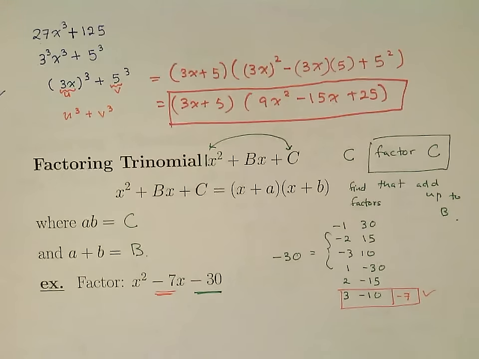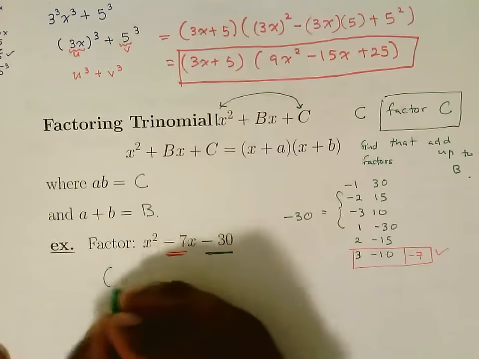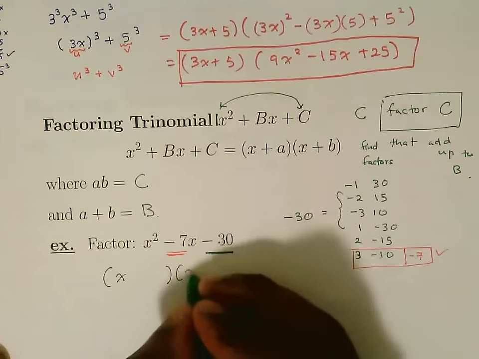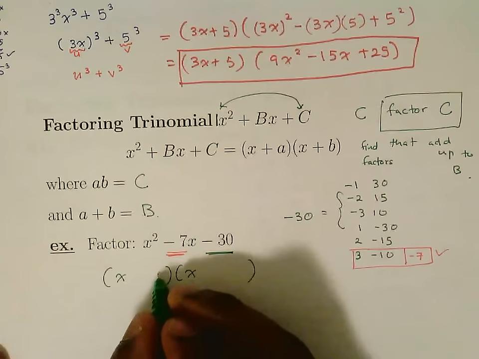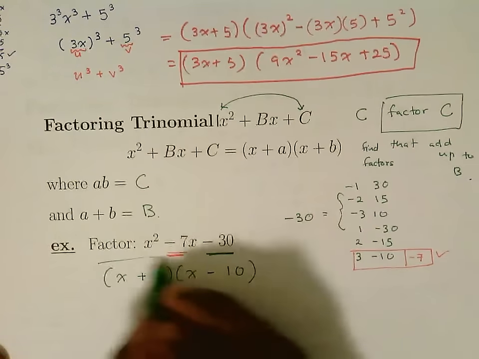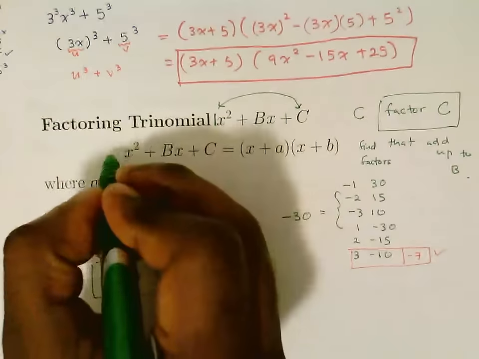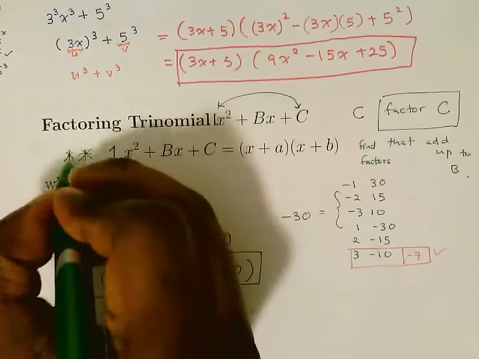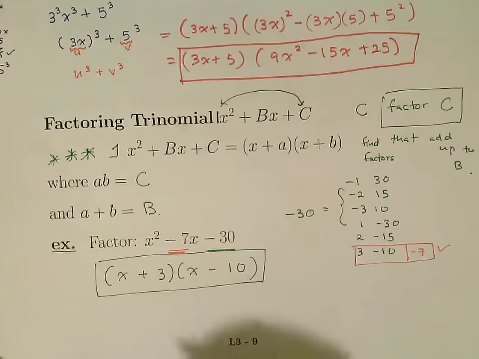And at this point you cannot do it for the previous questions, but at this point you can actually do x plus 3 and x minus 10, and that's it. So for this question, when this is 1, there is a little shortcut that you don't have to split in the middle. Okay, let's see what happens when you split in the middle. You still get the correct answer.